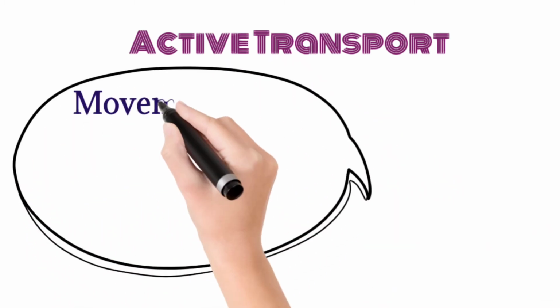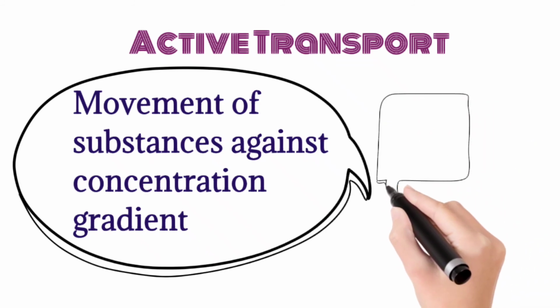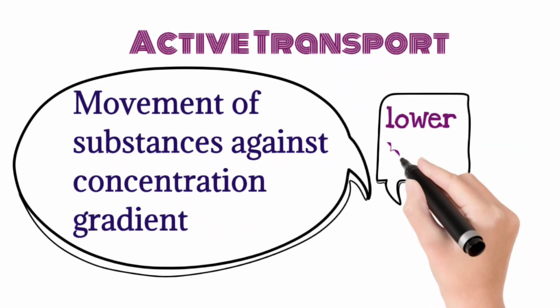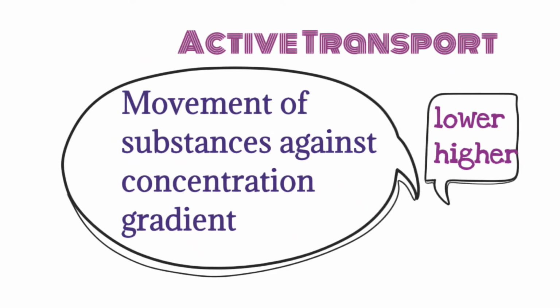Now the active transport, it needs energy. It is the movement of substance against the concentration gradient. It means from the lower concentration towards the higher concentration. This process needs energy, while osmosis and diffusion do not require any energy. So the molecules move from the lower concentration towards the higher concentration by energy.